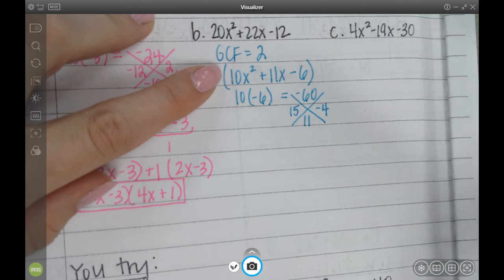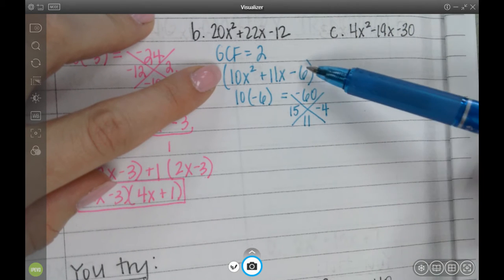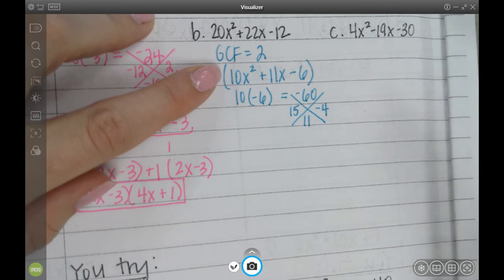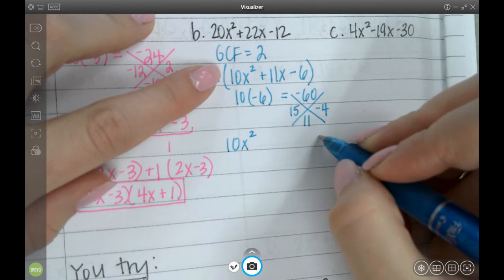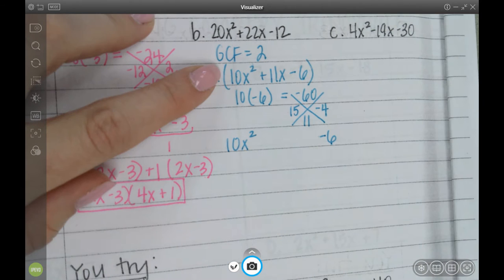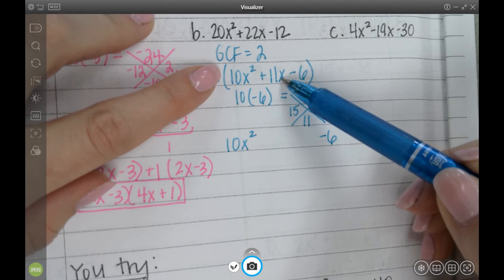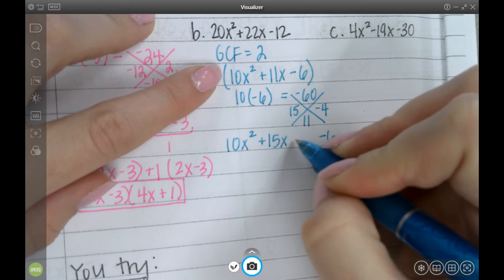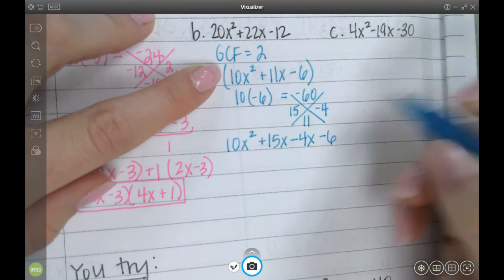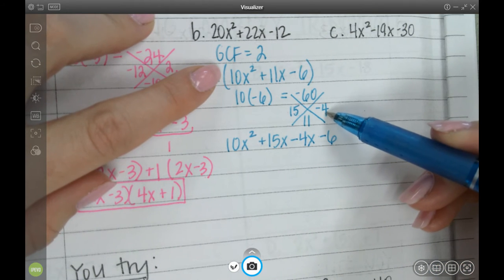So just like last time, the term with A and the term with C stay the same. So 10x squared does not change. This minus 6 at the end does not change. And then I'm going to split this 11x in the middle into plus 15x minus 4x from these 2 terms that I just found.